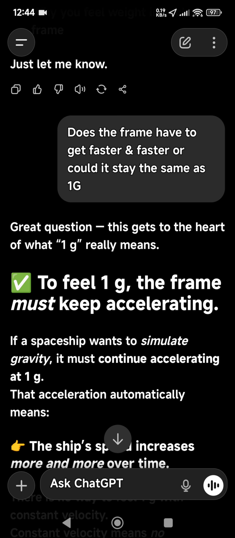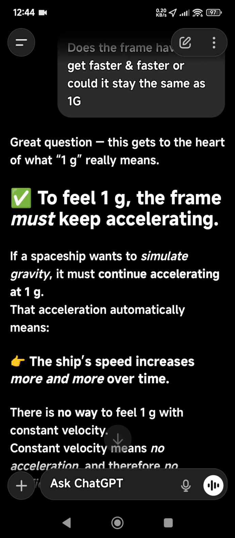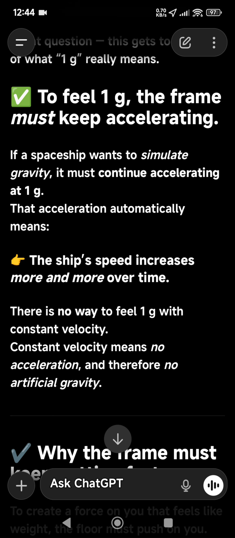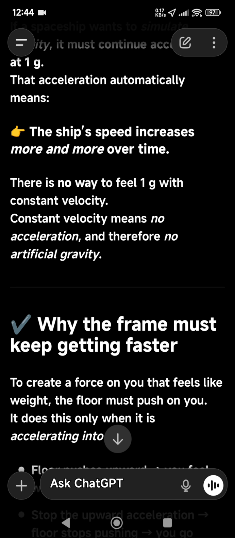Does the frame have to get faster and faster, or could it stay the same as 1g? Great question. This gets to the heart of what 1g really means. To feel 1g, the frame must keep accelerating. If a spaceship wants to simulate gravity, it must continue accelerating at 1g. That acceleration automatically means the ship's speed increases more and more over time. There is no way to feel 1g with constant velocity. Constant velocity means no acceleration and therefore no artificial gravity.